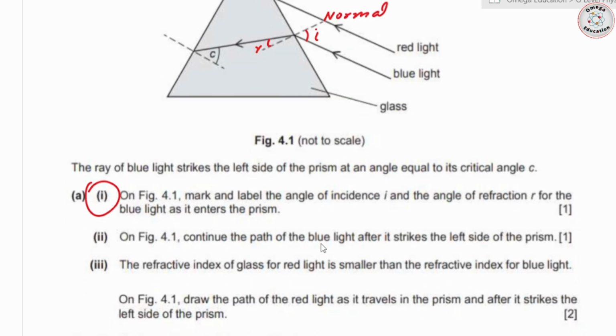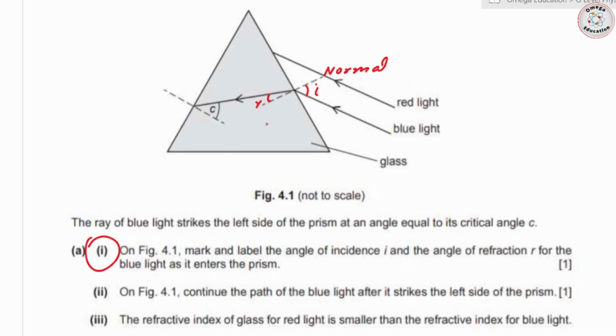Continue the path of the blue light after it strikes the left side of the prism. So after it approaches here and strikes this left side of the prism, we need to continue the path of this blue light. Now the blue ray hits the left side of the prism at an angle which is equal to the critical angle, and we know from the theory that whenever the angle of incidence equals the critical angle, then the ray would move along the surface of the prism. So the ray would travel along or become parallel to the surface of the glass block. So this one is the path for the blue light.